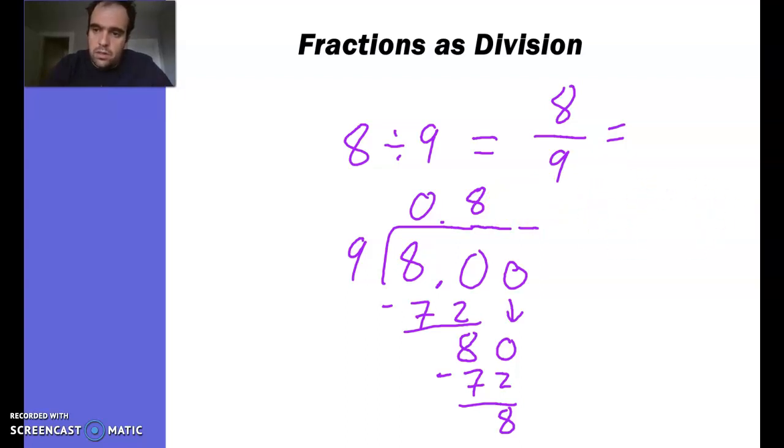We use this repeating bar, which is actually called a vinculum. Fun factoid about those. So that will be written as 0.8 repeating, like that. Hope that helps. Thanks.